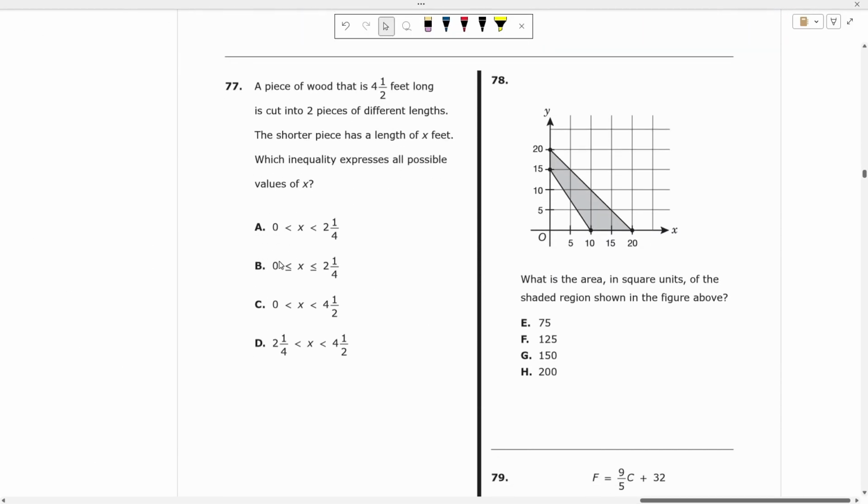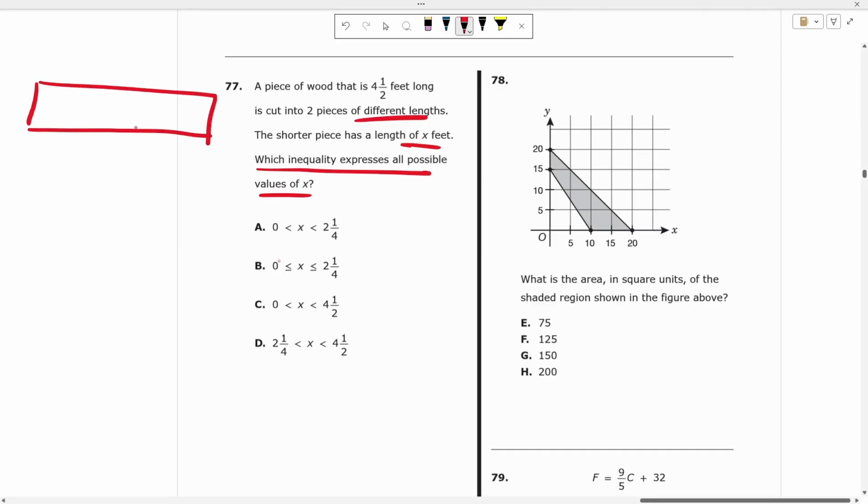Moving on to number 77, it says that a piece of wood that is 4½ feet long is cut into 2 pieces of different lengths. The shorter piece has a length of x feet. Which inequality expresses all possible values of x? So if something's cut into 2 different lengths, it's not cut in half. For example, if I cut a 4-inch piece of wood in half, this side is going to equal 2 inches and this side is going to equal 2 inches. Notice how they do not have different lengths. These are the same lengths.